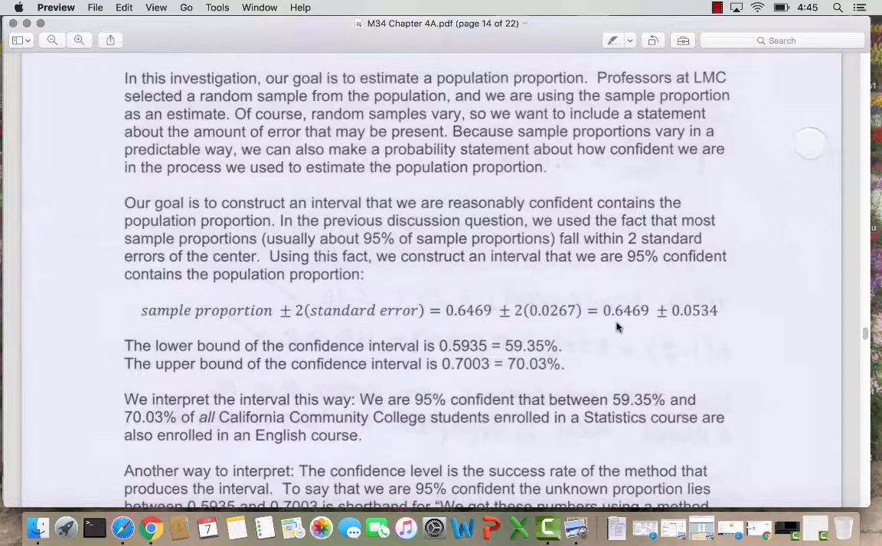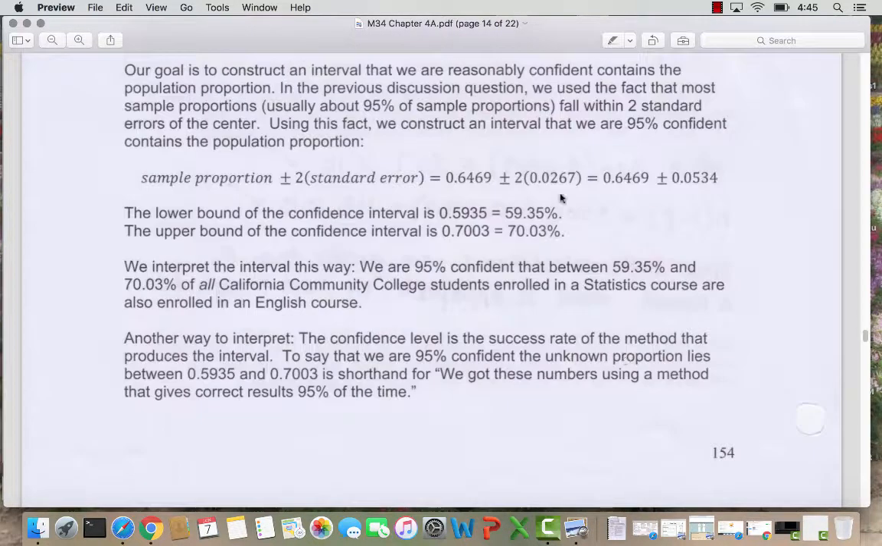if we multiply this out, we get 0.0534. So you can check in your calculator, 0.6469 minus 0.0534 gives us 0.5935. This is our lower bound, which is 59.35%. The upper bound comes from adding, so we take our 0.6469 plus 0.0534, and we get 0.7003 or 70.03%.